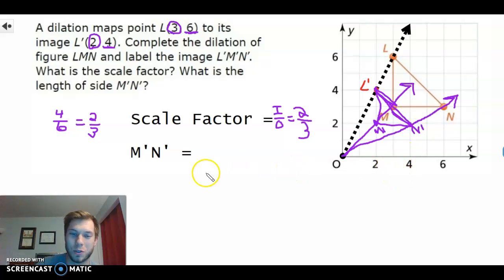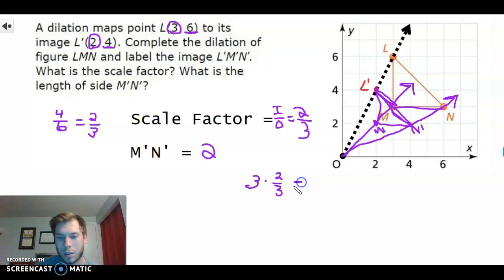Here's our image. It's my best attempt. Image of our new triangle. So then the length of M prime to N prime, we could count, be 1, 2. You could also check that by looking at this distance. This distance from M to N was 3. You can multiply that by the scale factor 2/3, 3 multiplied by 2/3, and that would end you up with 2, which is our distance for M prime to N prime.